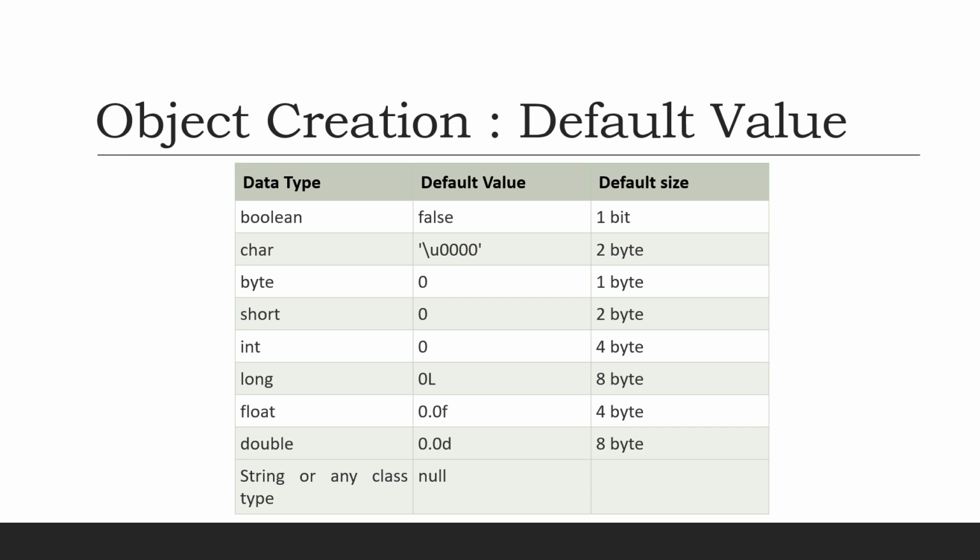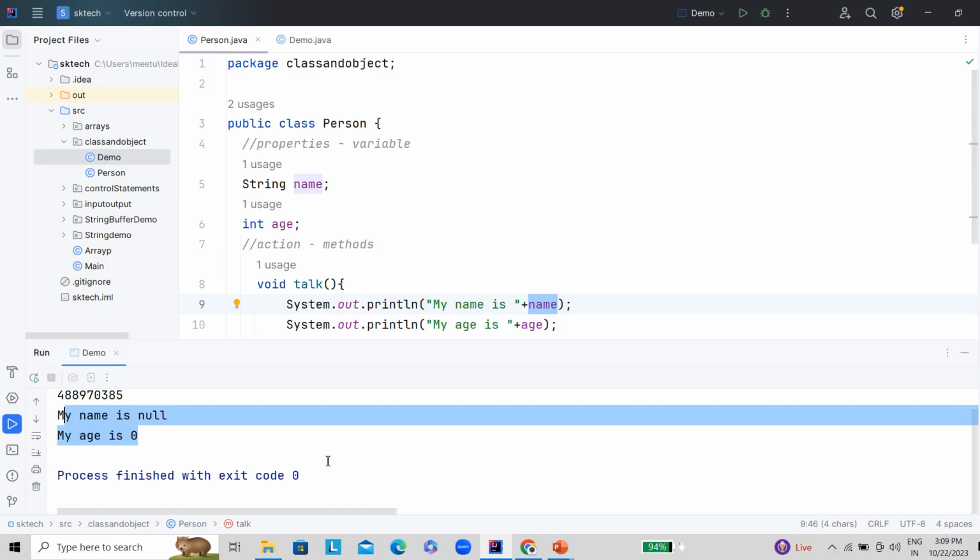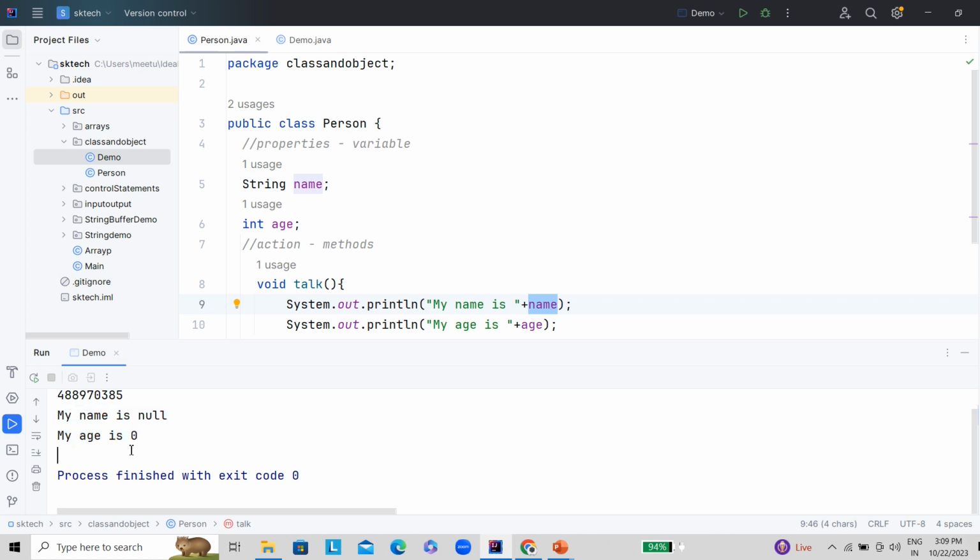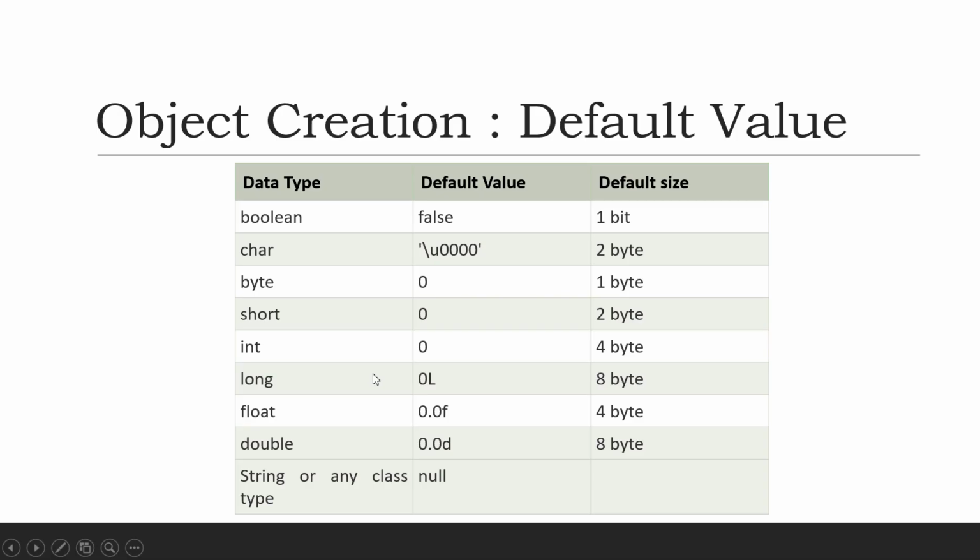This is the table of the default values for all the data types available in Java. For boolean, the default value will be false. Character, it is the Unicode value. Byte is 0. Short, int, all are 0. Long is also 0, but with an extra character like L. Float is again 0, double is 0.0. For string and any other class type, it is null. Since we used string type and integer type, it was printing the default value null or 0, right? Because we have not initialized it.